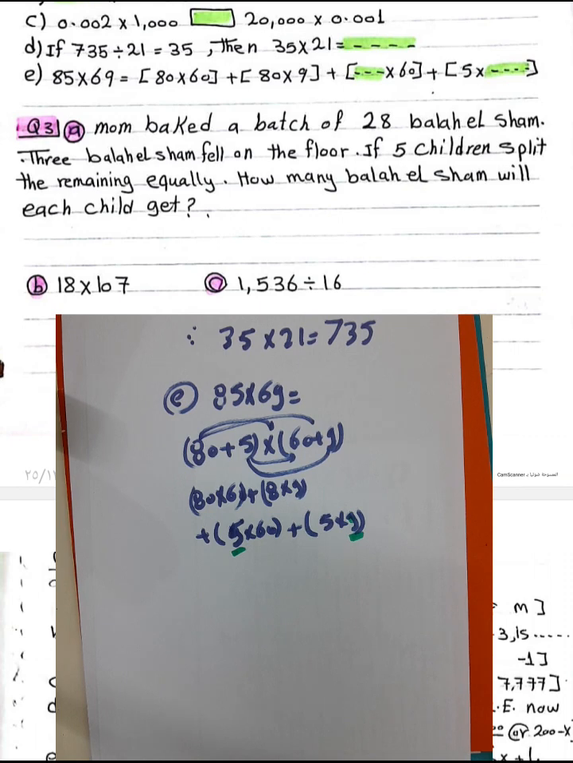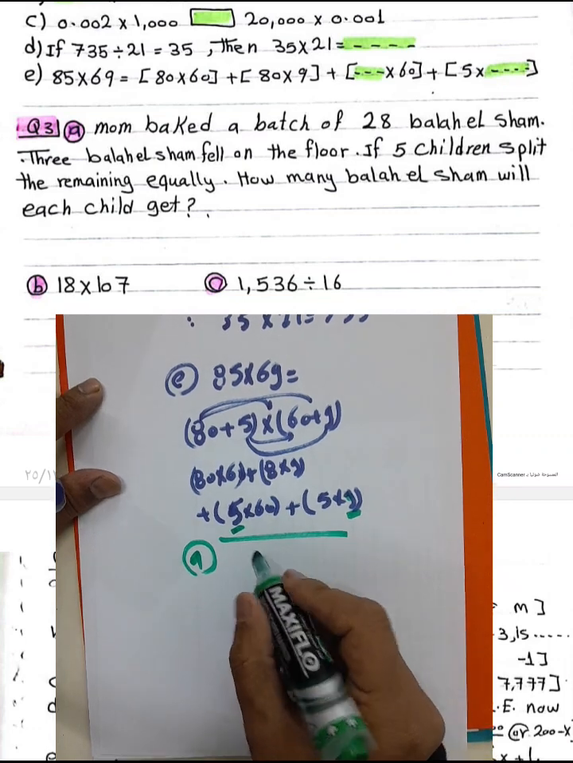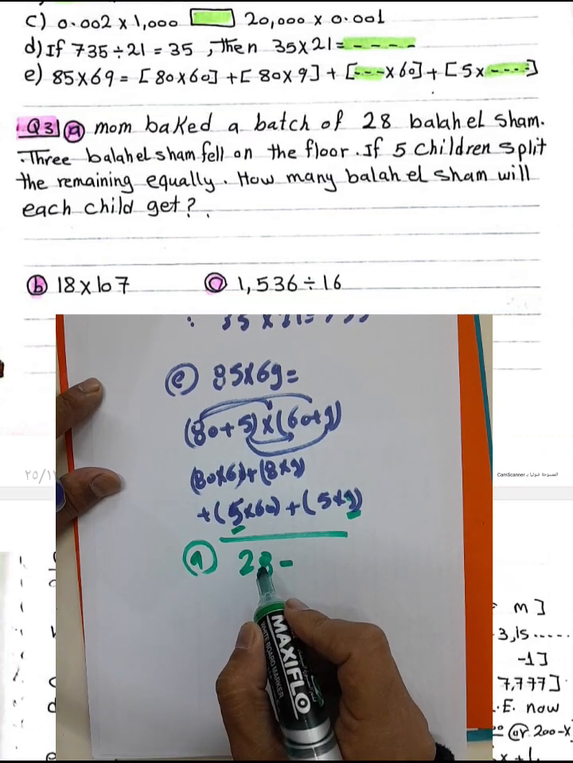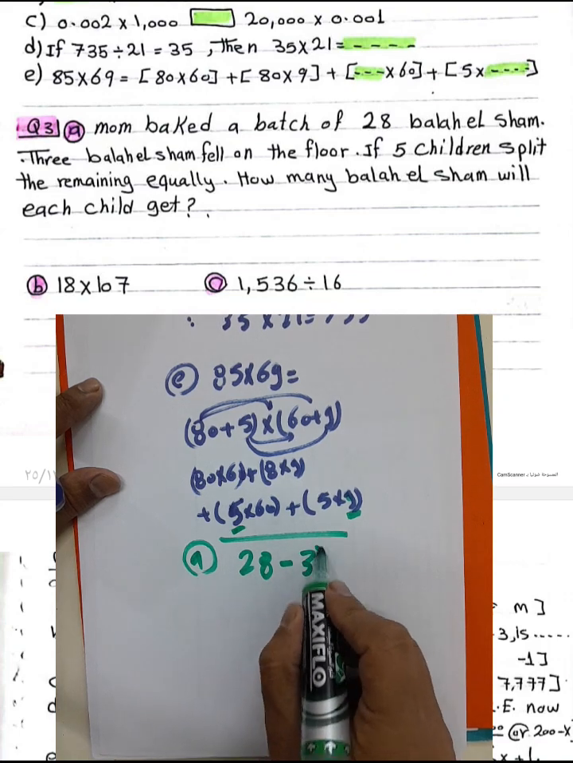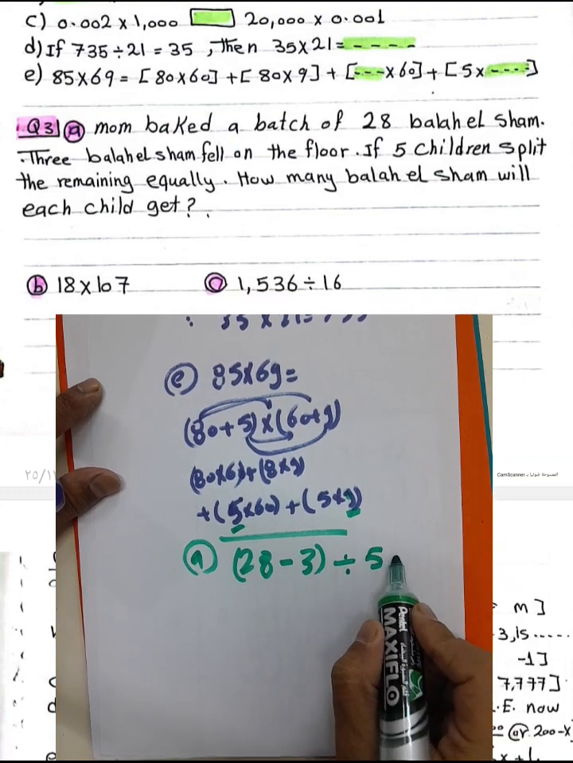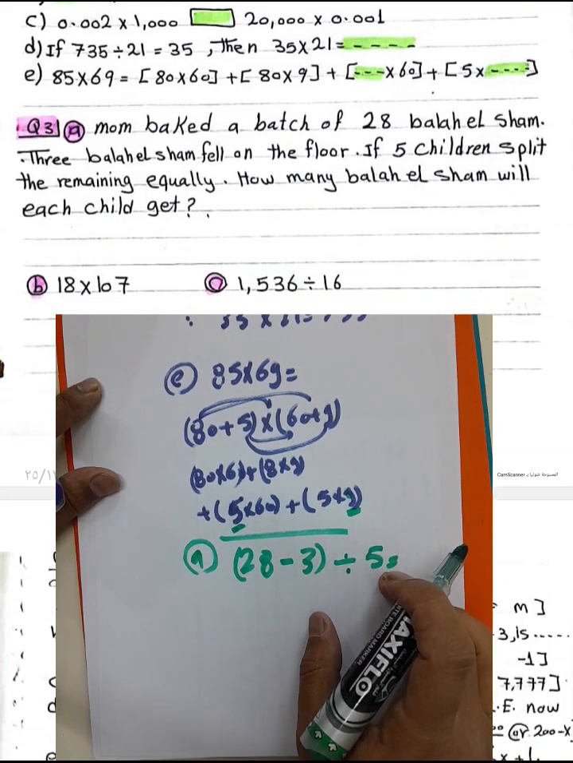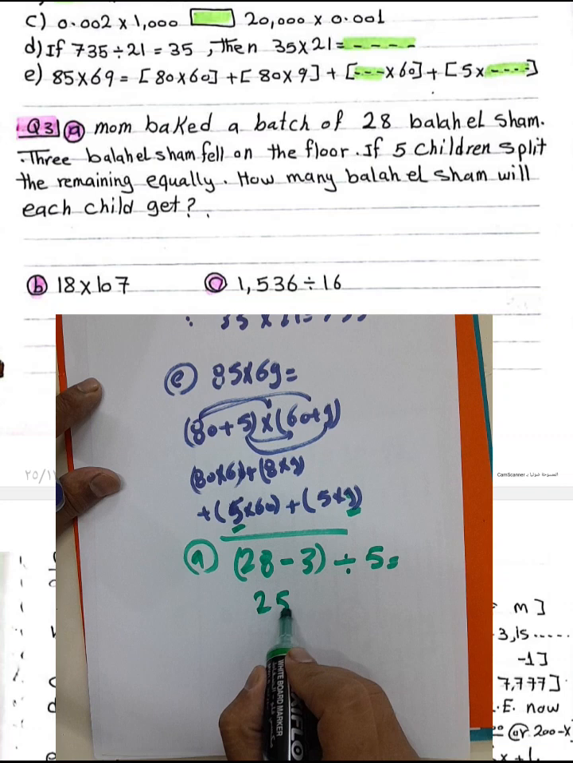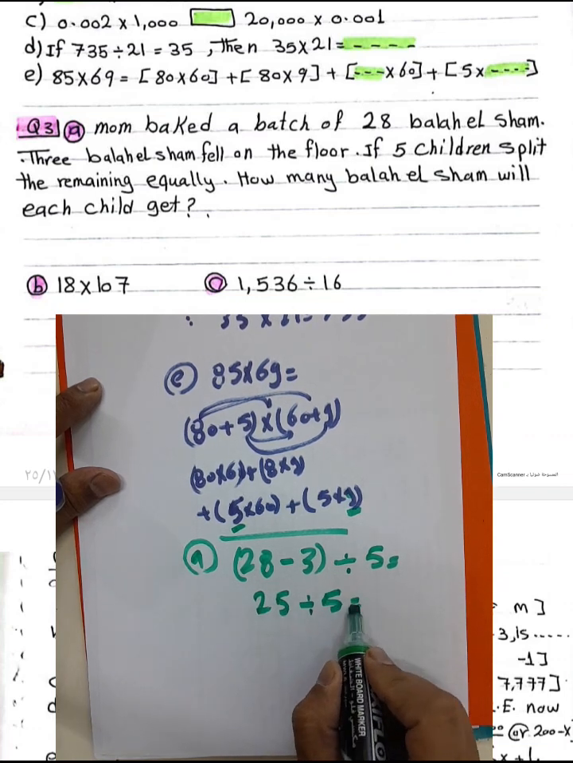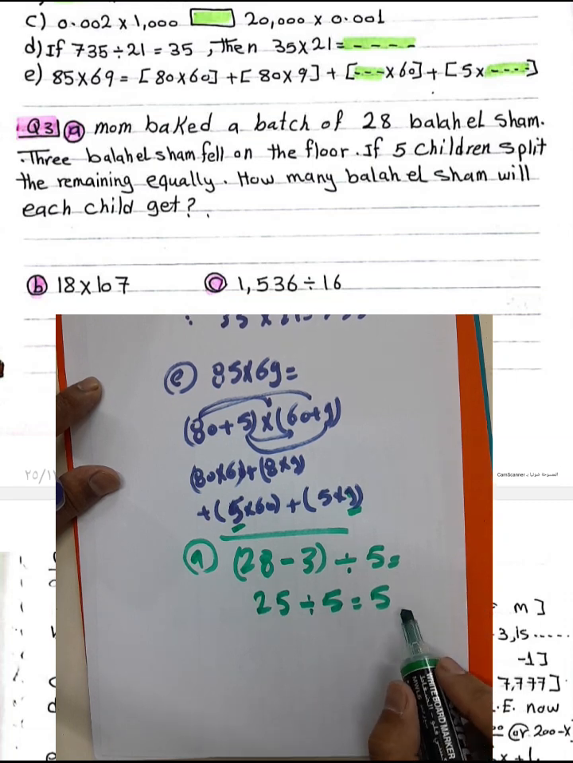3 dates fell on the floor. If 5 children shared the remainder, the first step here, we must find the difference between the total number 28 subtracted by 3 that fell on the floor, and the result divided by 5. We have 5 children, we must divide the remainder by 5 children. 28 minus 3, it will be 25, divided by 5, it will be 5. So each child will get 5 dates.